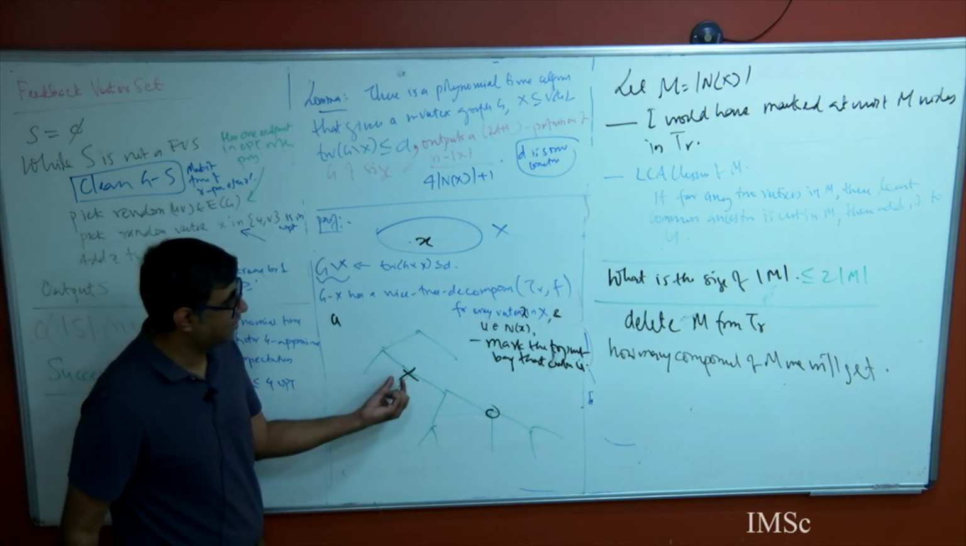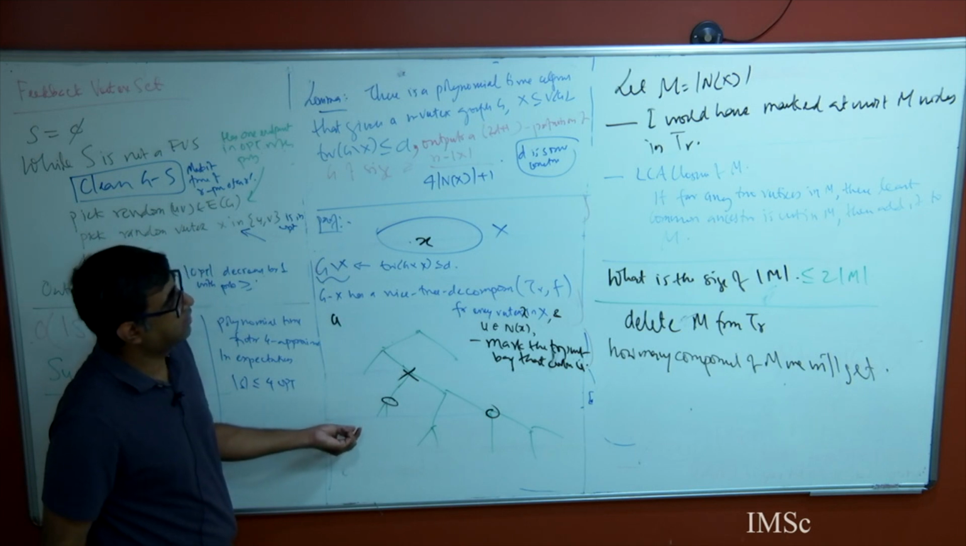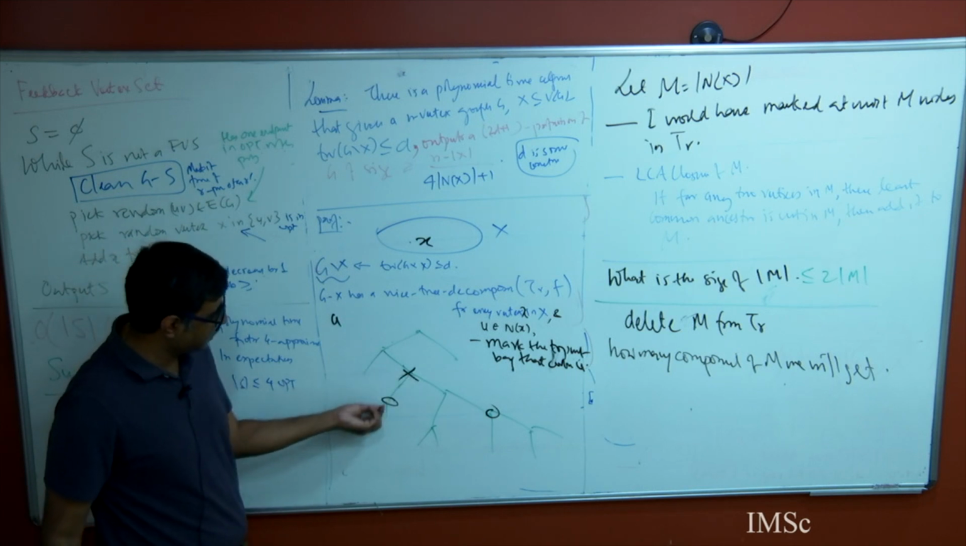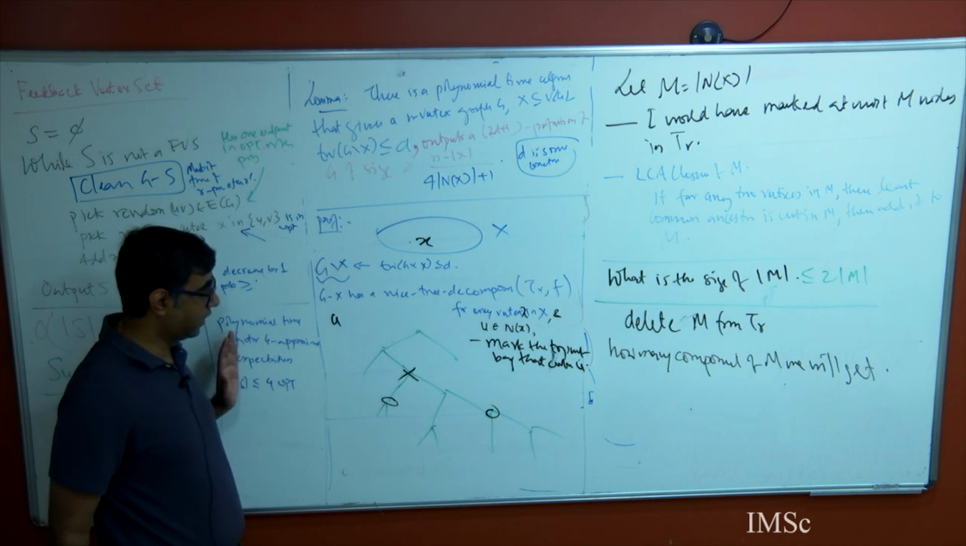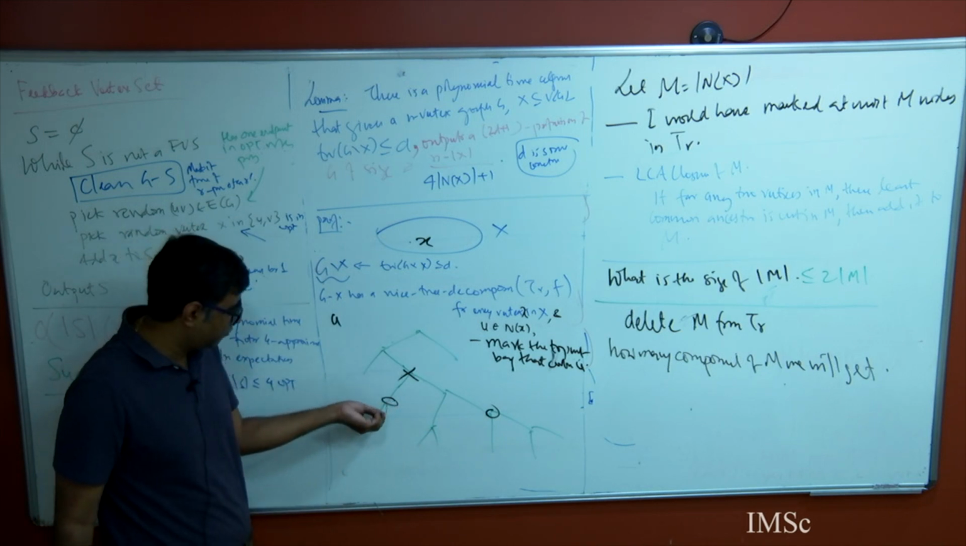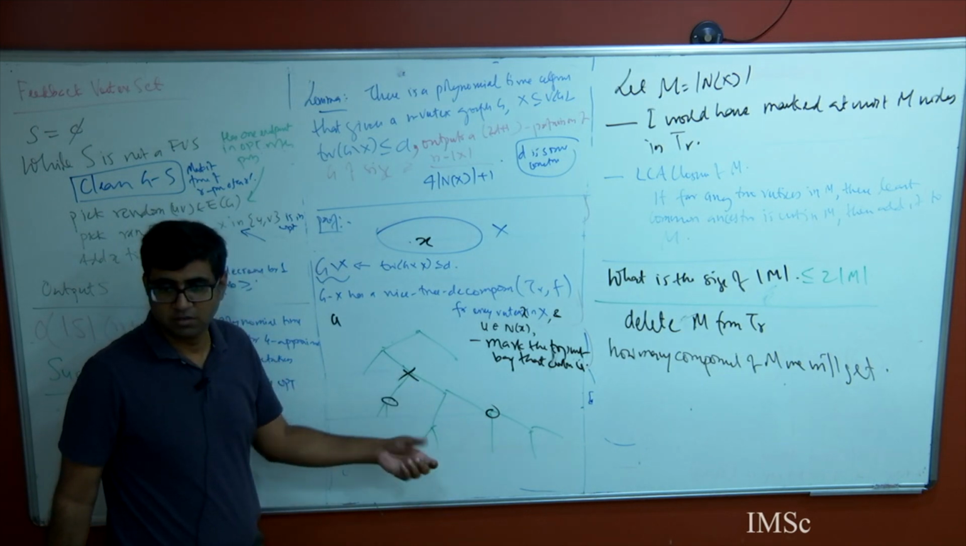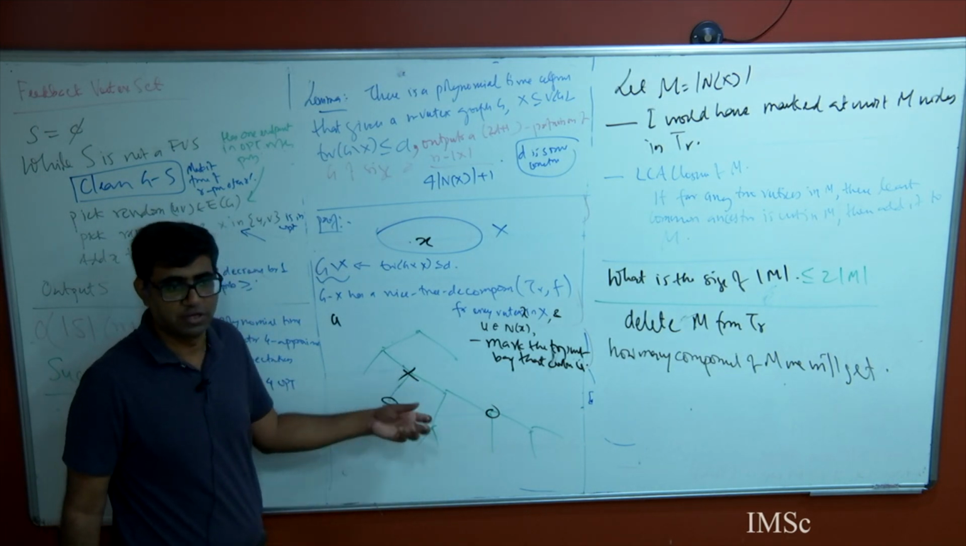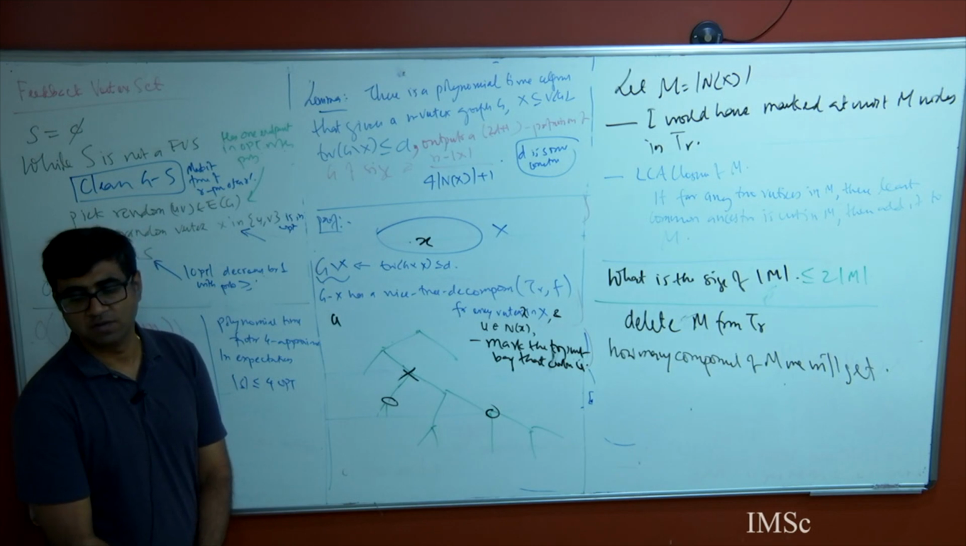No. TR is like I have marked some vertices in this. So it's not a graph, it's a tree. Yeah, delete those nodes. There is no notion of back. These are nodes of this tree. I deleted this. How many components will I get?